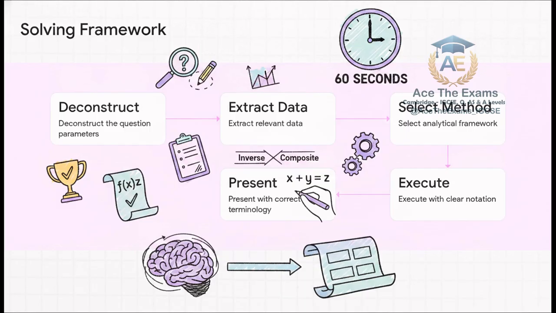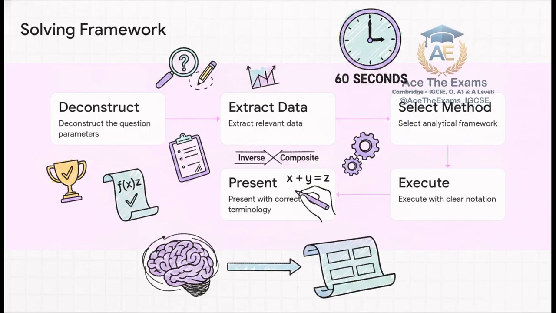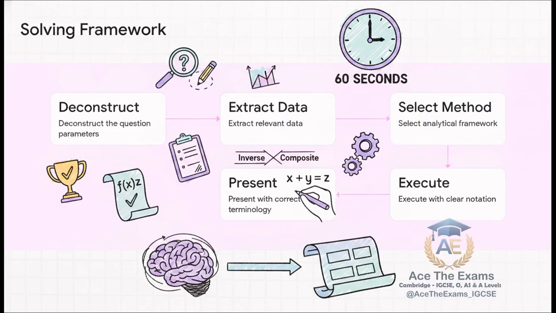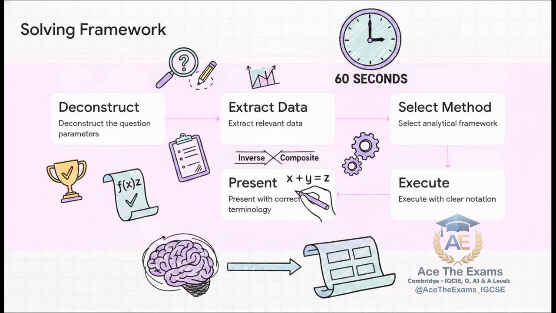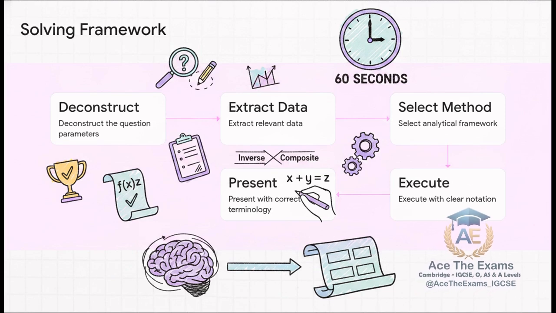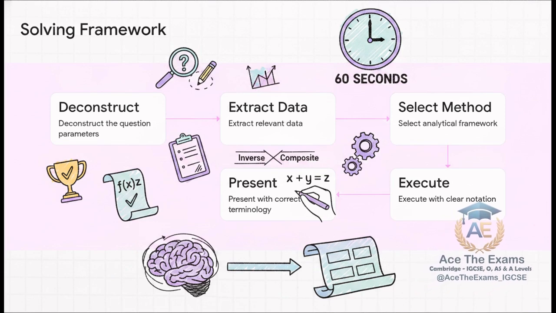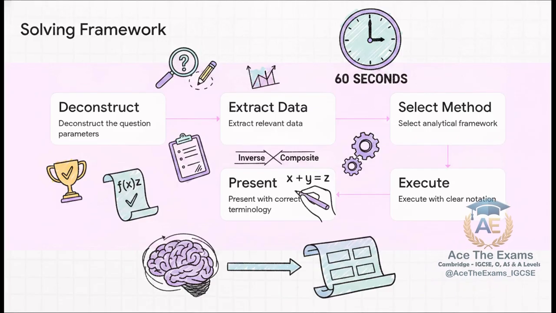Ask yourself, is this an inverse or a composite situation? Step 4, execute with clear notation, which is where your algebraic manipulation shines. Step 5, present with correct terminology. When you follow this blueprint, you aren't just doing math. You are presenting a logical, auditable trail of evidence that the examiner can easily follow. You make it impossible for them not to give you the marks.